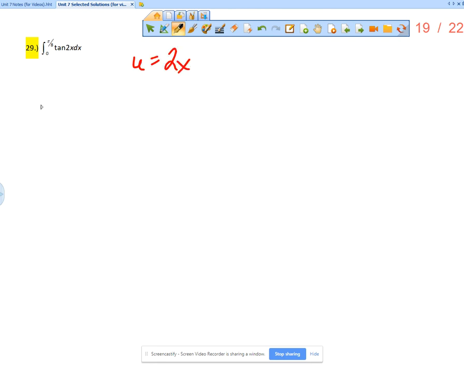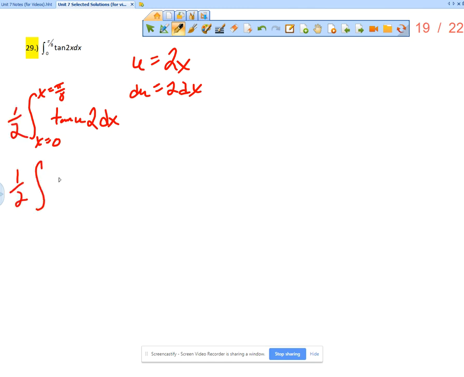u equals 2x. So I have the integral from x equals 0 to x equals pi over 8 of the tangent of u dx. Alright, so du is 2 dx. So I need a 2 with the dx and a 1/2 on the outside. So 1/2 integral of the tangent of u du.